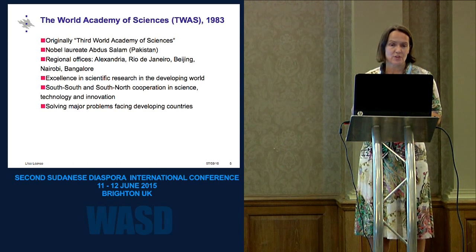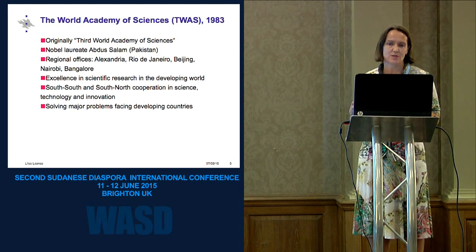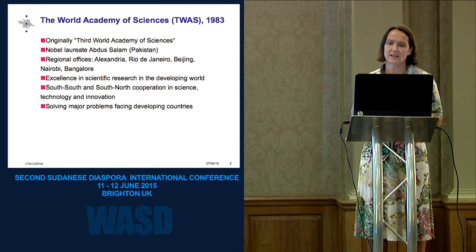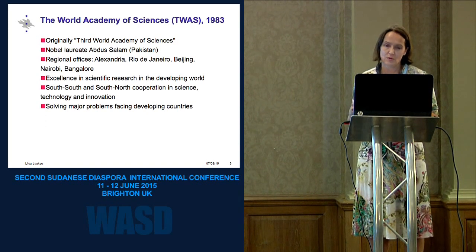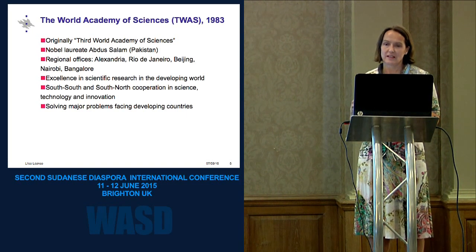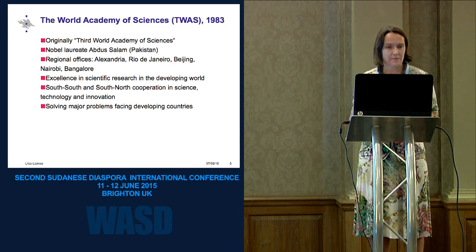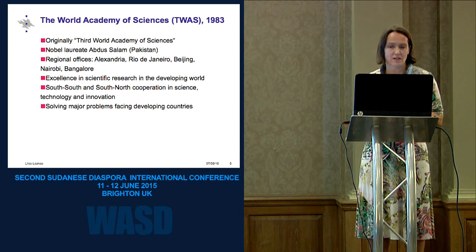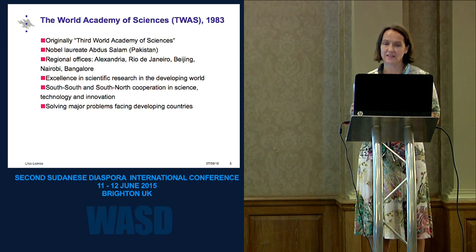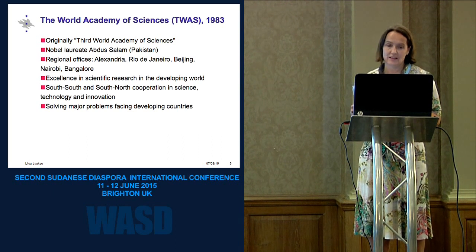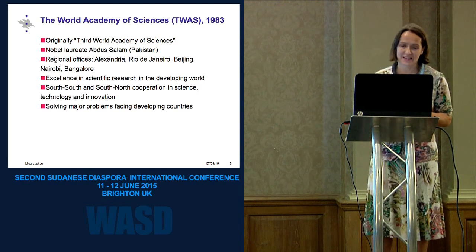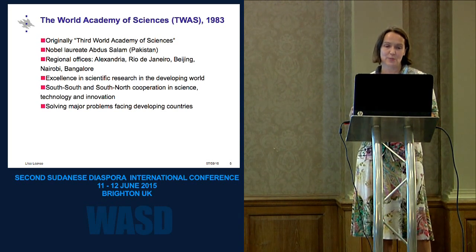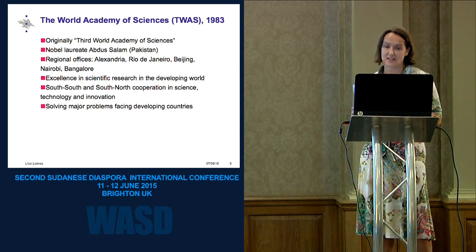And an important initiative was the World Academy of Sciences. Initially, it was called Third World Academy of Sciences, established by Nobel laureate Abdus Salam, who was a Pakistani scholar, already in 1983. This World Academy has regional offices in Latin America, in Africa, in China, and in India. And its specific or explicit purpose is to support excellence in scientific work in developing world, and to support South-South and South-North cooperation.